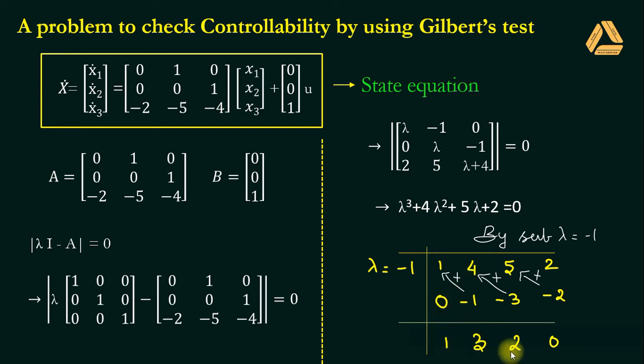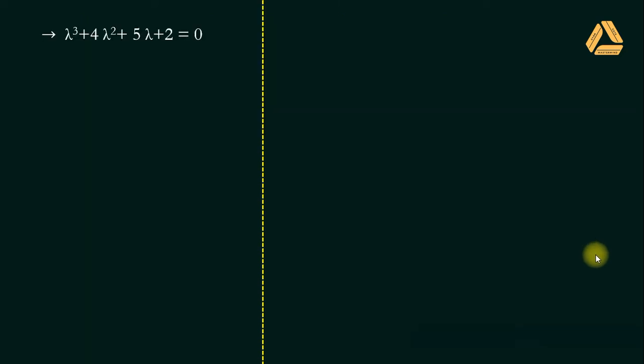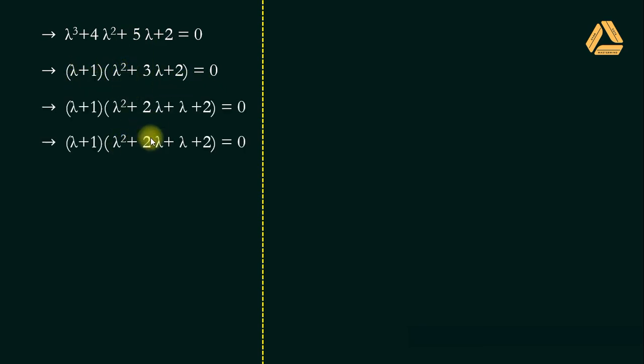So from this you will get the quadratic equation x square plus 3x plus 2, or here lambda square, right? So lambda square plus 3 lambda plus 2 equal to 0, multiplied by lambda plus 1. So this is the actual cubic equation. From this I have solved for the eigenvalues, which is given by lambda plus 1 into lambda square plus 3 lambda plus 2 equal to 0.